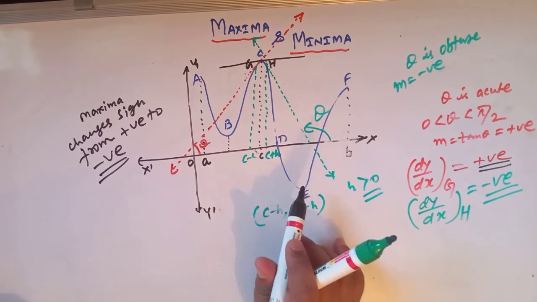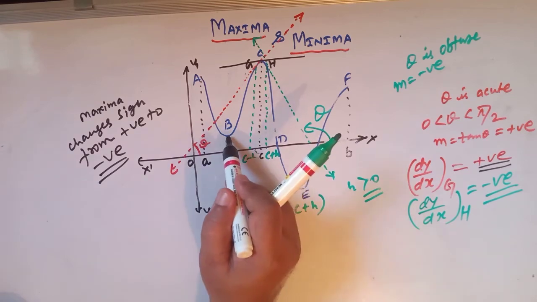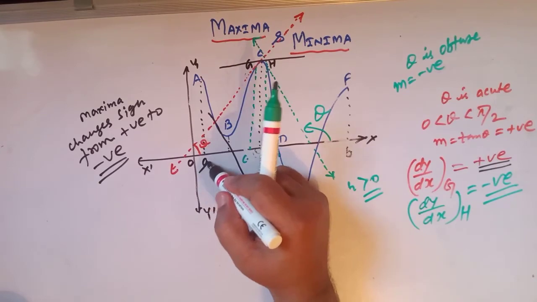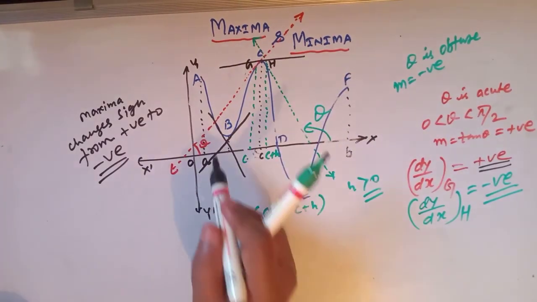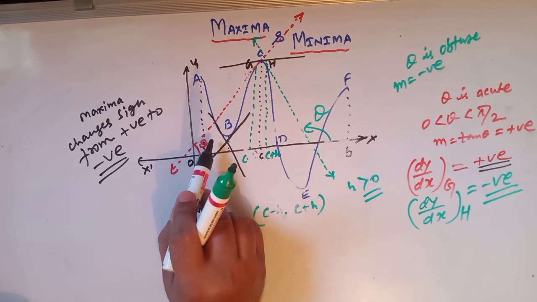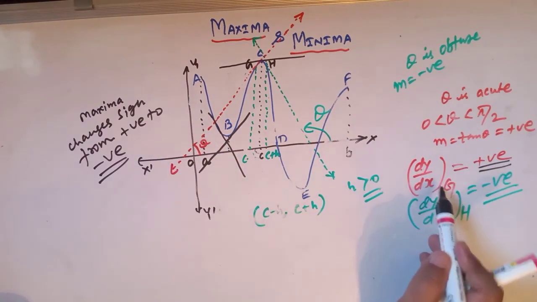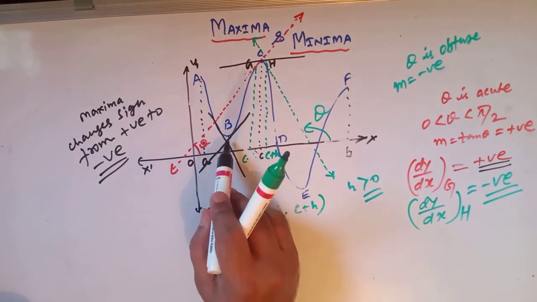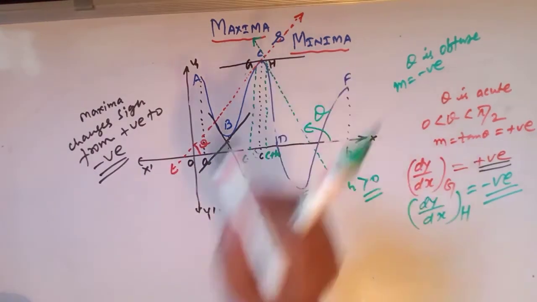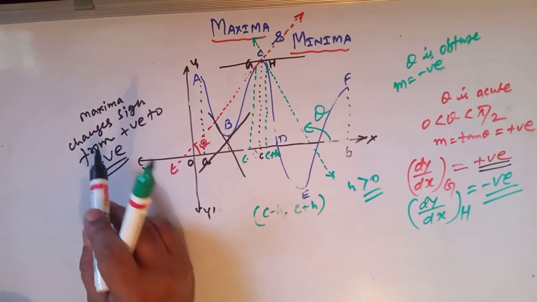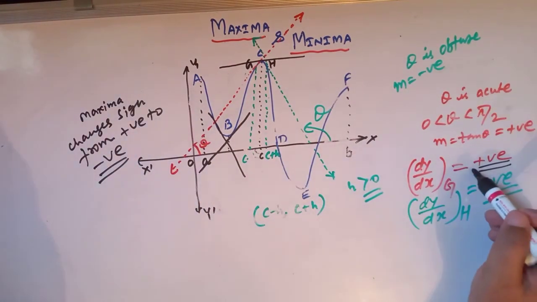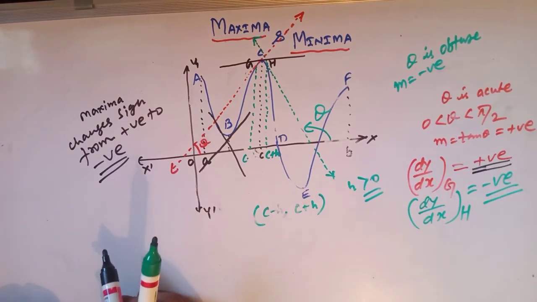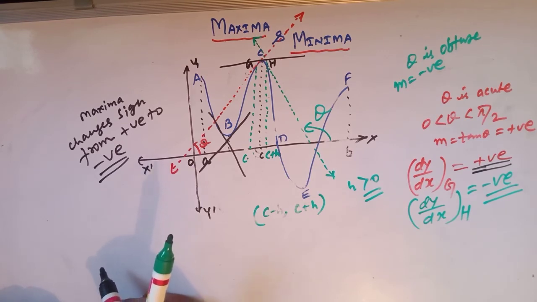Clear? So here we saw that one tangent was like this, the other was like this. So the sign of the slope changes from negative to positive in case of minima, and in case of maxima the sign of the derivative changes from positive to negative, and this is known as the first derivative test for maxima and minima.